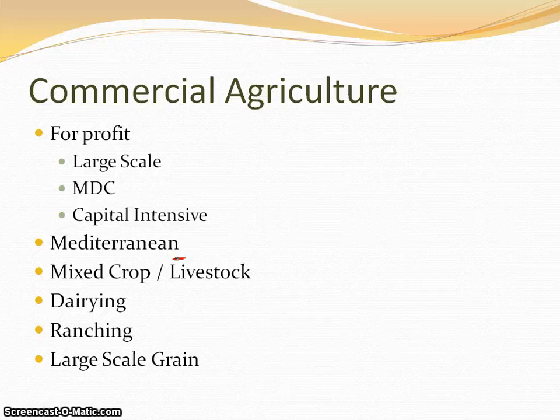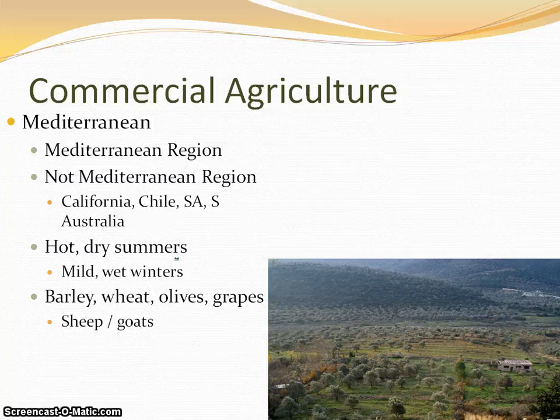The reason we're going to do that is because both Mediterranean agriculture and plantation agriculture don't necessarily fit the mold of the other forms of commercial agriculture. Mediterranean agriculture is one of the types of agriculture that is not necessarily found in just more developed countries. You actually find Mediterranean agriculture in more developed as well as less developed countries. So you find it in both more developed and less developed countries.